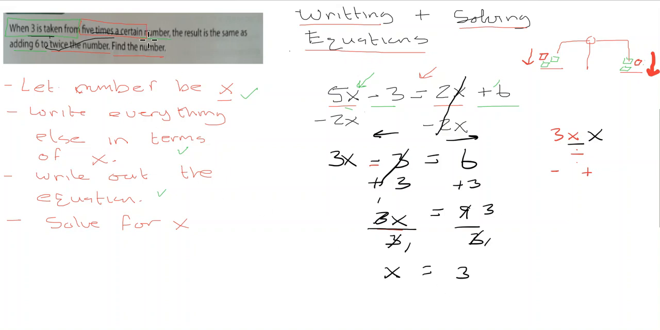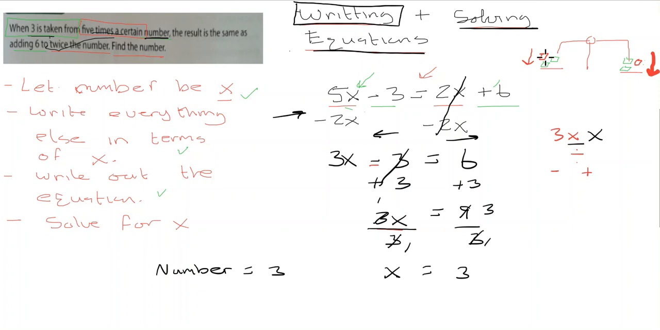So your answer, the number, is equal to 3. What we've done is taken a word problem and turned it into an algebra equation, and then we've solved for x. So that's basically how you write and solve equations.